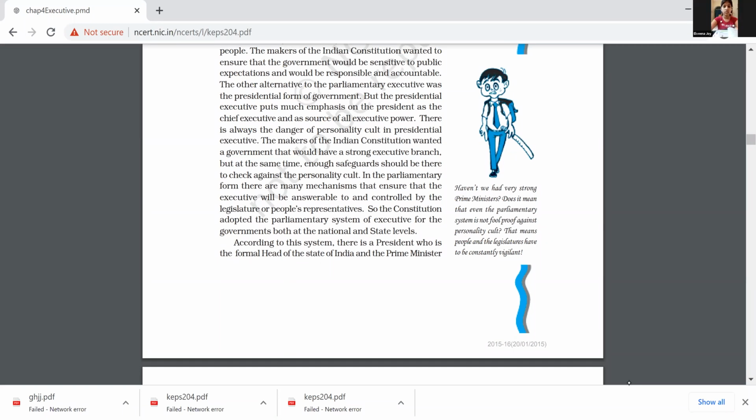Sir. Yeah, fine. So the constitution adopted the parliamentary system of executive for the governments, both at the national and state level. According to this system, there is a president who is the formal head of the state. That is an important aspect. The president is the formal head of the state, clear, but with ceremonial powers, not the actual power. The power is nominal or ceremonial. I already told you that the media will use the term rubber stamp post. Clear or not? There are not many powers.